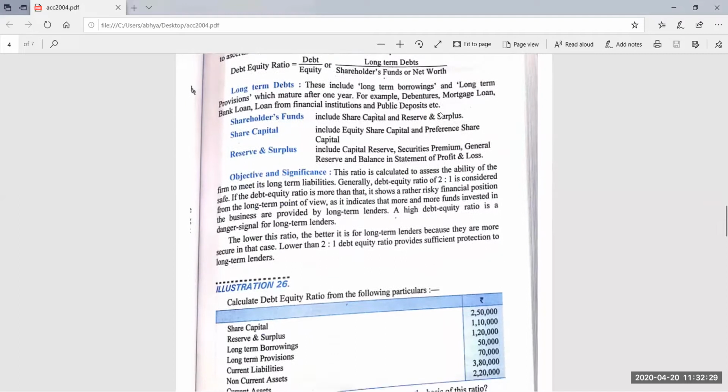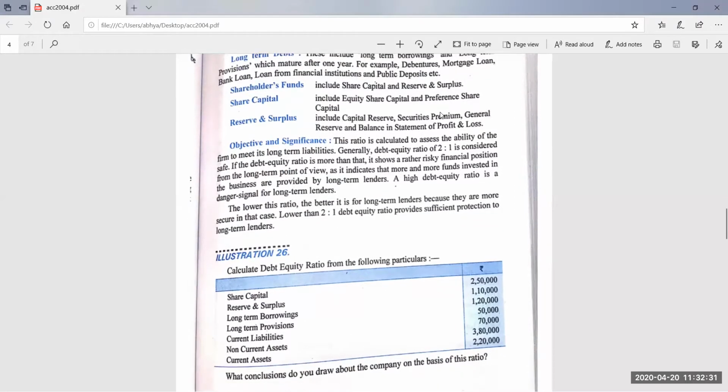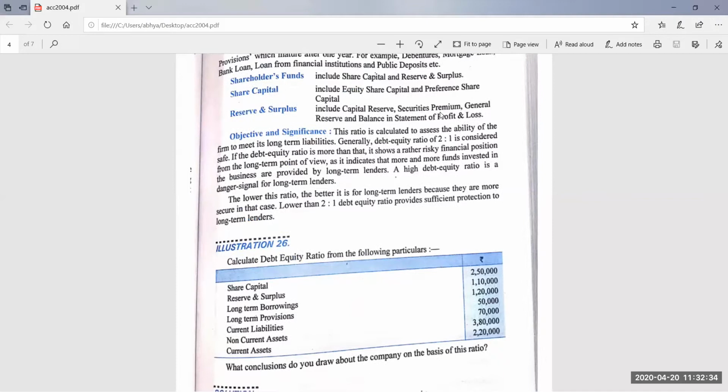This type of question will come in the exam. Calculate debt equity ratio fast. I'm giving you just 2 minutes. Some items may be of no use, so you have to leave those items. And if some items are not given, then again you can use the magical balance sheet format which I had given you. That balance sheet you can use in any category of the ratio, especially the 3 categories except the profitability ratios, to know the hidden figure.